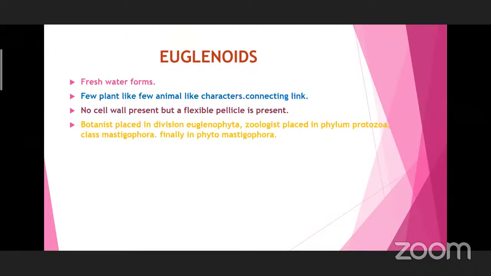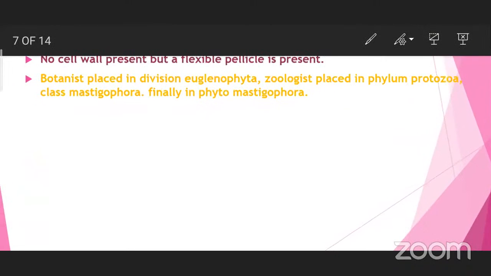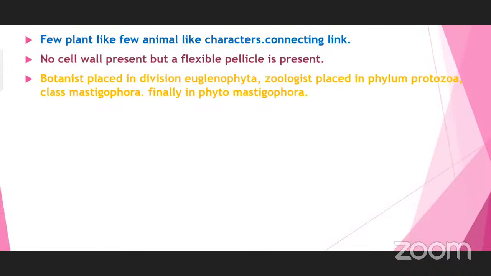Botanists, seeing the photosynthetic nature, placed it in Euglenophyta. That's what you are learning now. And zoologists placed it in phylum Protozoa, class Mastigophora. But finally, they came to a conclusion and made it Phytomastigophora. Phyto means plant. Mastigophora means animal-like features. That's why it is placed under Phytomastigophora.